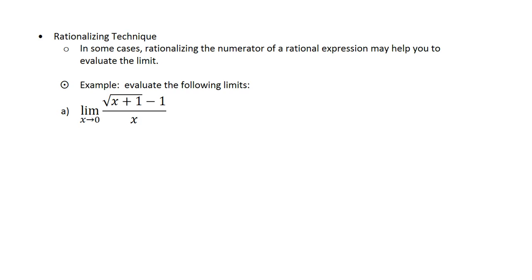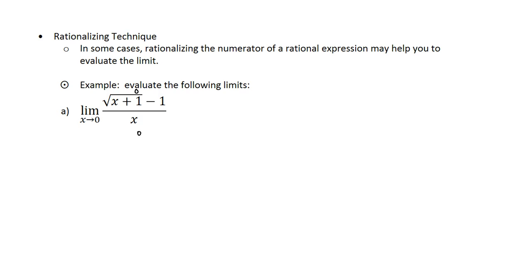Another technique is what's called the rationalizing technique. In some cases, rationalizing the numerator of a rational expression can help you to evaluate the limit. So for example, if I wanted to evaluate the limit as x approaches 0 of the square root of x plus 1 minus 1 divided by x, this would give you 1 minus 1, which is 0, and this would obviously give you 0. So this is a good candidate for this method.